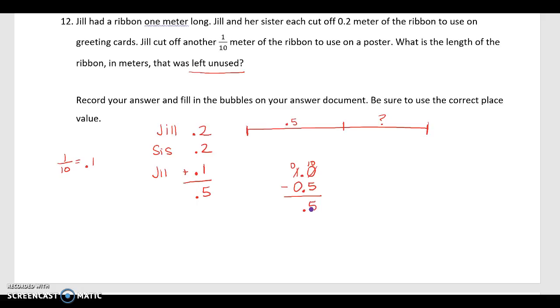Alrighty, good job, guys. Keep on correcting. Write your complete sentences.